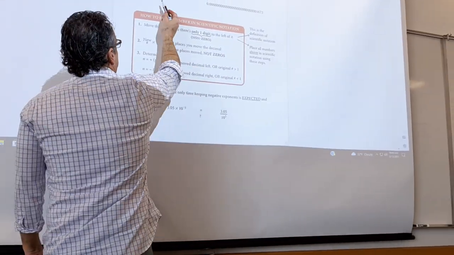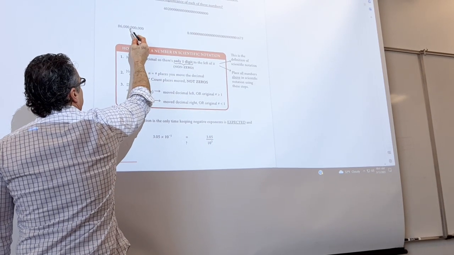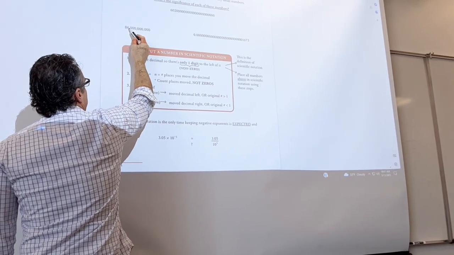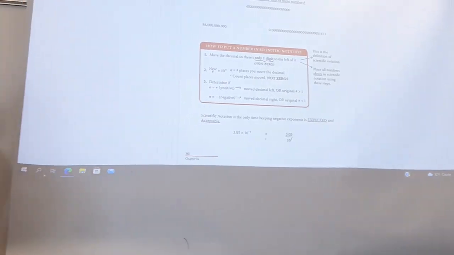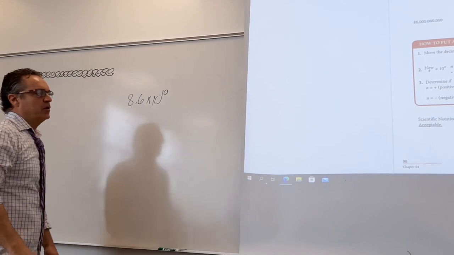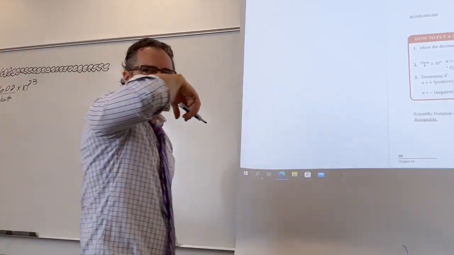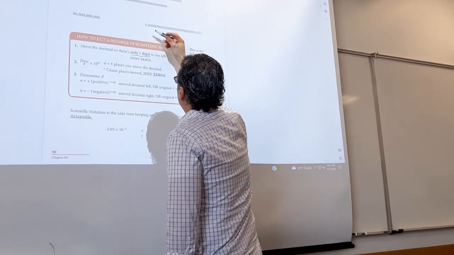Okay, so let's go ahead, let's move this. 1, 2, 3, 4, 5, 6, 7, 8, 9, and one more makes 8.6 times 10 to the 10th. Very good. It's a positive 10 because the original number was more than 1. Let's do this mass of a proton one, okay? This one we're really going to have to keep track of. So do this in your workbook with me.